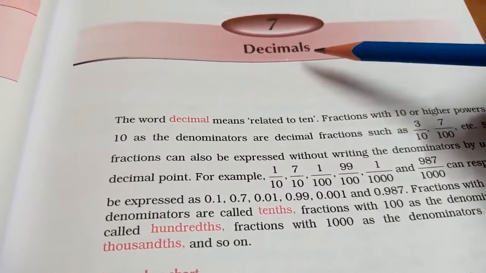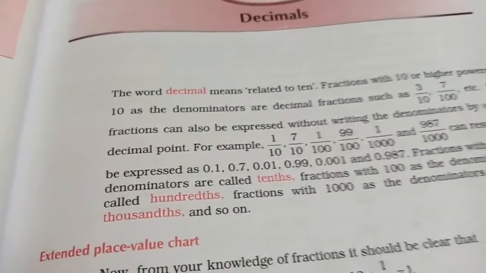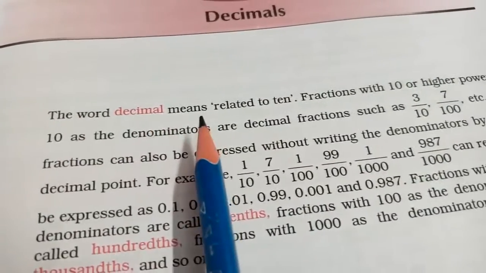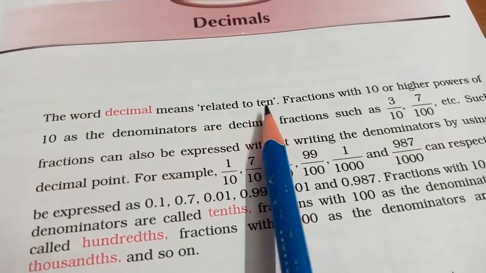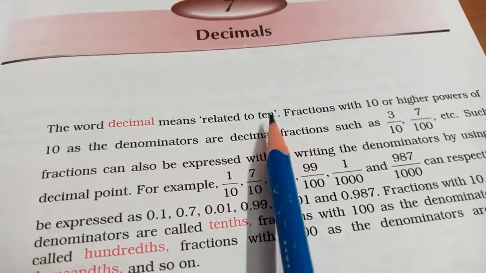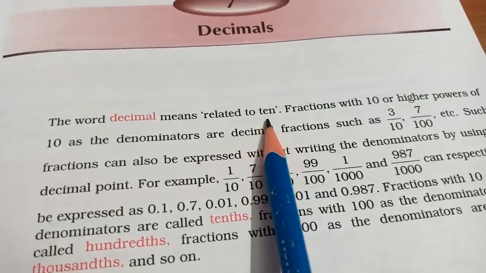In today's class, we are going to see a new topic, decimals, that is chapter 7. Before starting with the sums in decimals, we should know the meaning of decimals. The word decimal means related to 10. We are going to talk about 10, 100, 1000 and so on, only the numbers based on 1 and 0.